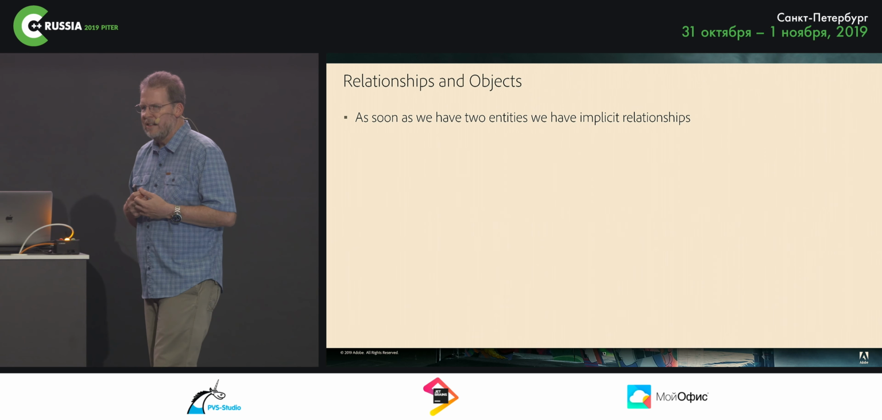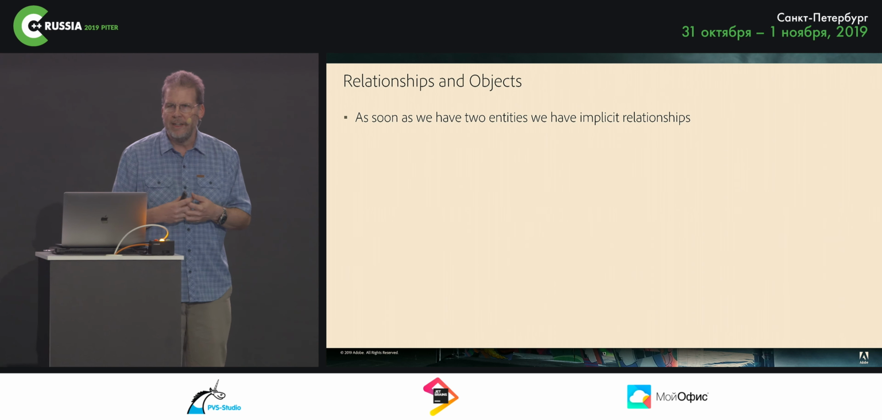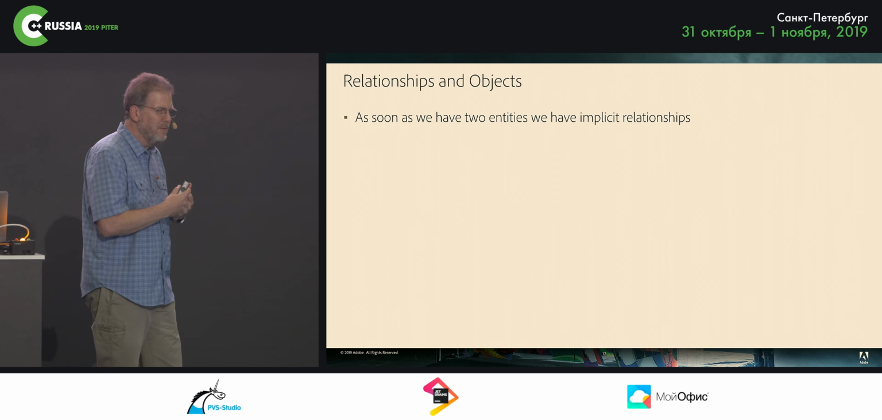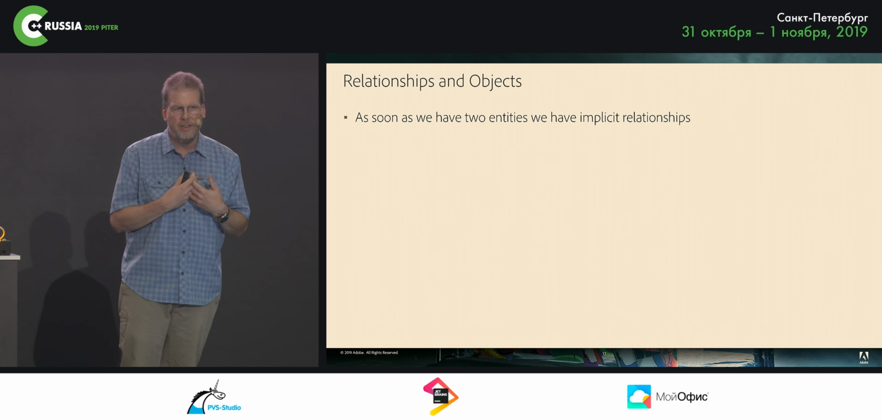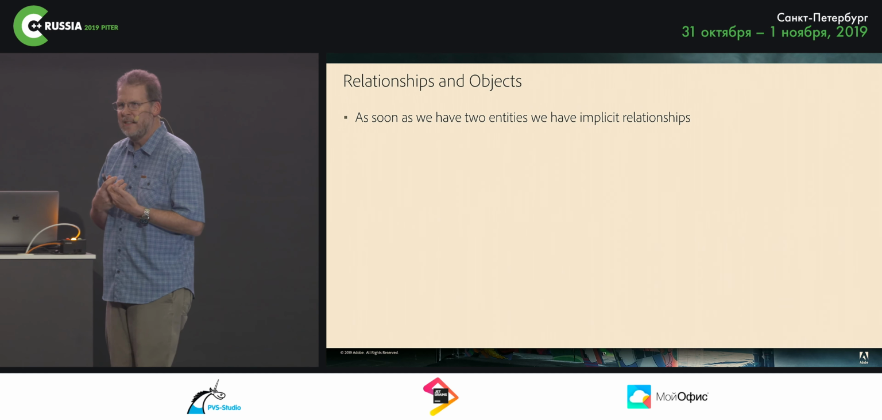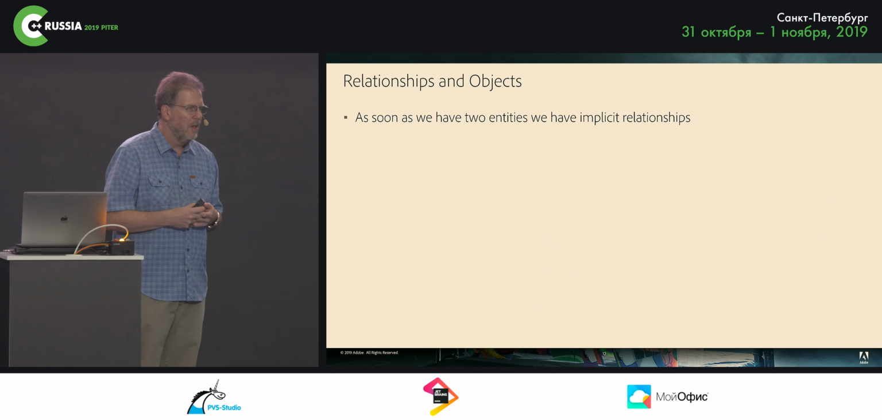Relationships and objects. As soon as we have two entities, we have implicit relationships. And this is part of what makes relationships so hard and part of what makes playing chess so hard. Okay? As soon as you have multiple chess pieces on the chessboard, you have a bunch of relationships.